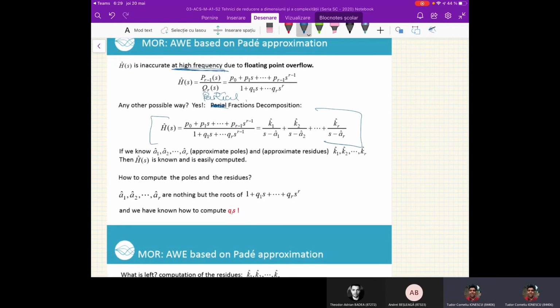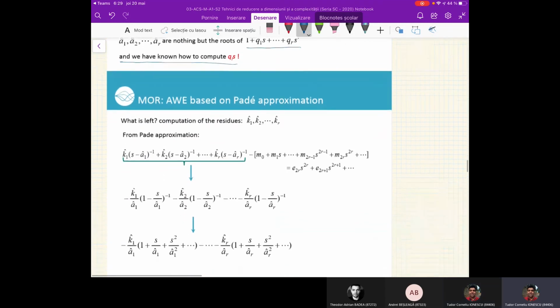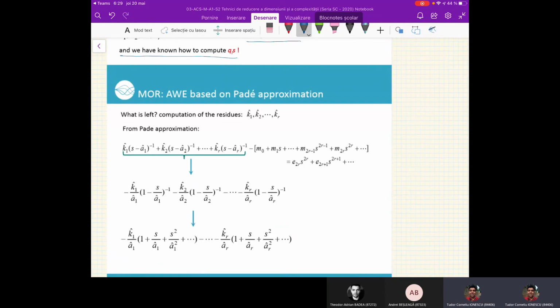How do you compute the poles and the residues? The k hats are called residues, and the a hats are the poles. Okay? Note that a1 hat up to ar hat are nothing but the roots of this polynomial. And we know how to compute this. So we need to compute the residues k hat 1 up to k hat r.